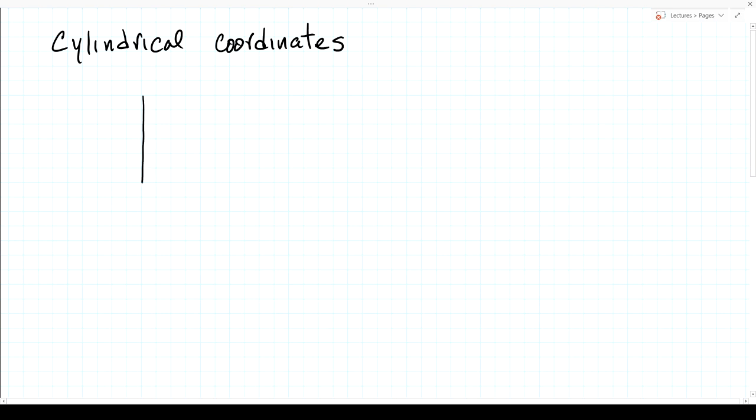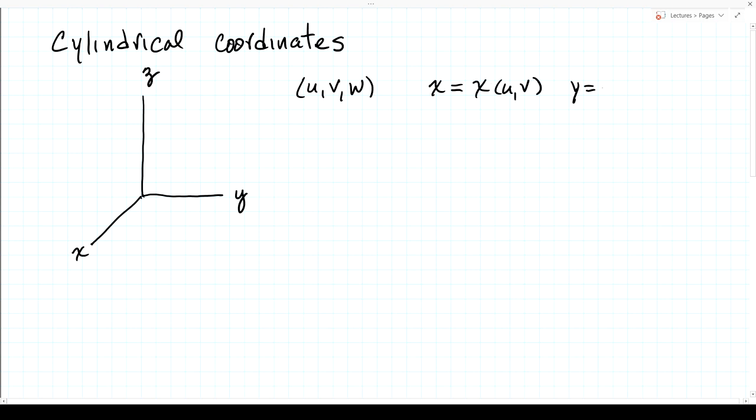Well, for our purposes, we imagine the rectangular coordinate system, x, y, and z. Then cylindrical coordinates would be ones in which we have coordinates u, v, and w, such that x is a function of u and v, and y is some other function of u and v, and here's the key, z is just w. In other words, we maintain the z-axis from rectangular coordinates, but then transform the xy plane.